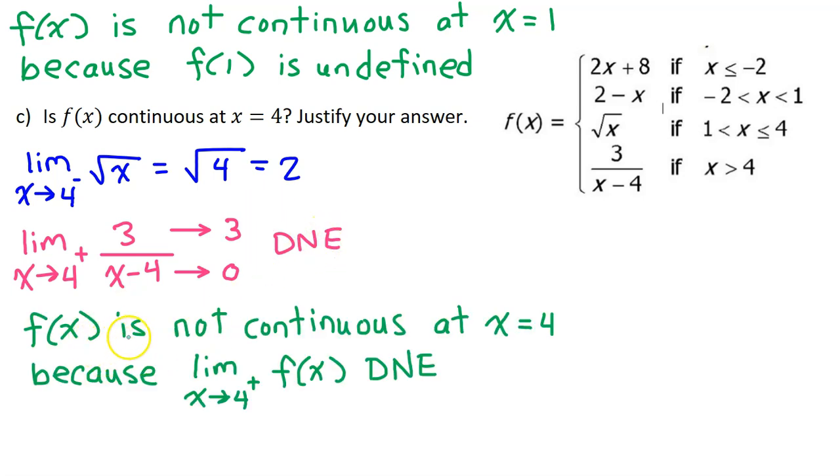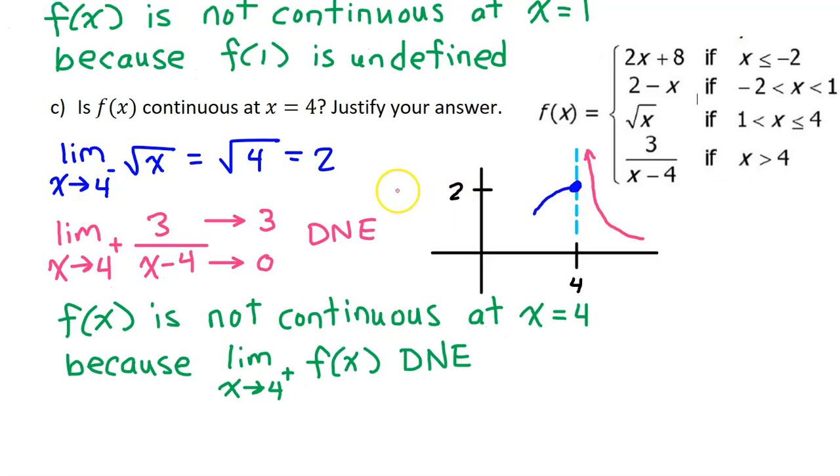We can already tell that f of x is not continuous at x equals 4 because the limit as x approaches 4 from the right of f of x does not exist. But what type of discontinuity is this? We saw that the limit as x approaches 4 from the left was 2, but the x minus 4 in the denominator of this piece means that there is a vertical asymptote at x equals 4 as x approaches 4 from the right. So this is a non-removable discontinuity.